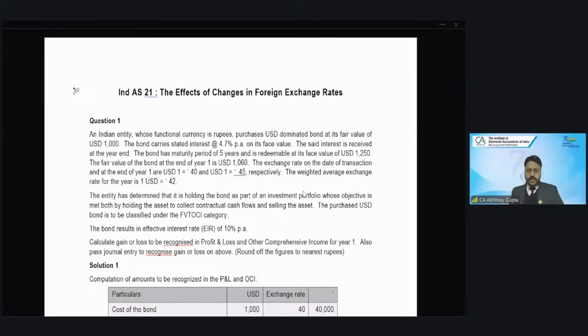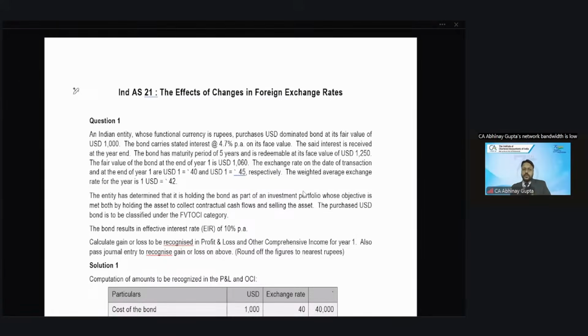Again, a very warm welcome to everybody. The topics for the day are two indices, Index 21 and Index 37. First of all, we'll start with Index 21, the effects of change in foreign exchange rates. I hope you have attended the regular session on the Index and you must be able to recall the key matters which Index 21 has brought in, and what are the accounting treatments and presentation requirements for these items which are governed by Ind AS 21, right?